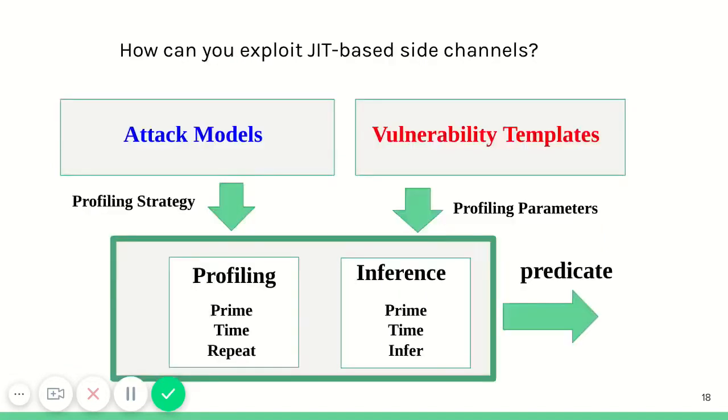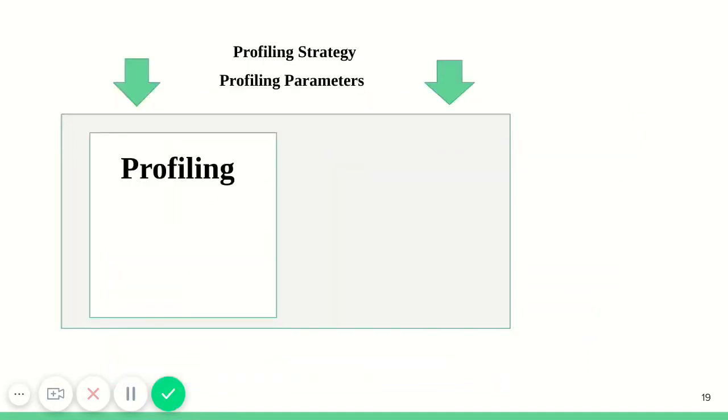We now turn to our final question. How can you exploit JIT-based side channels? Using a profiling strategy provided by the attack model and profiling parameters given by the vulnerability template, we developed a 2-stage approach to effectively use JIT-based side channels to learn predicates over input. The first stage of our approach is the profiling stage. In this stage, we gather information about execution time distributions that will later allow us to make accurate inferences.